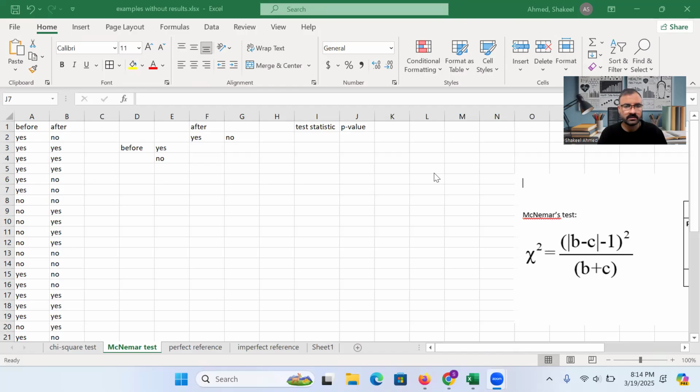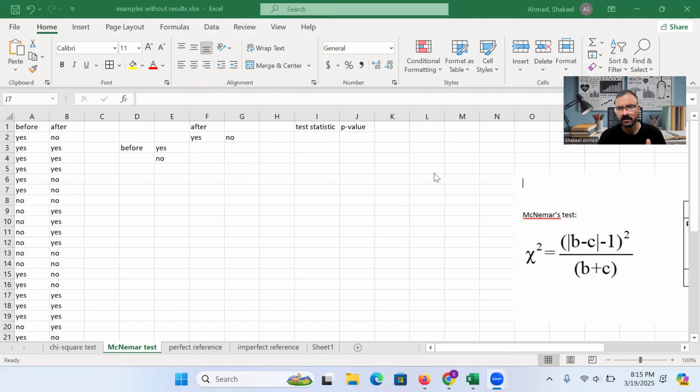This is Shakil Ahmed. In today's tutorial, we will discuss McNemar's test in Excel. McNemar's test is basically the alternative of the chi-square test for paired data, when we have a qualitative variable that is measured before some time point and after some time point on the same individuals.